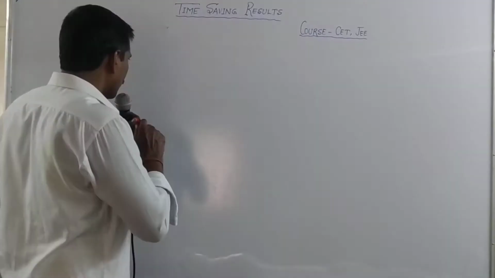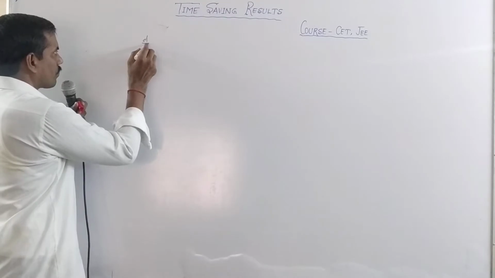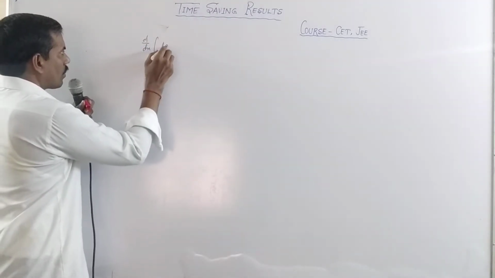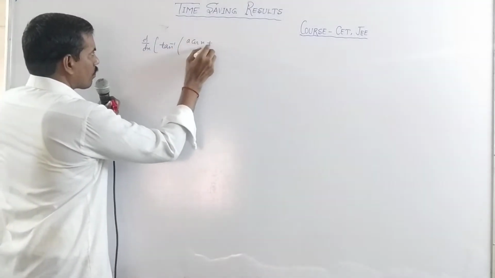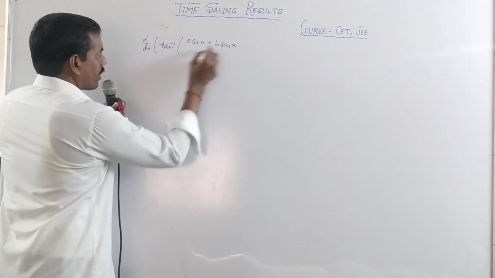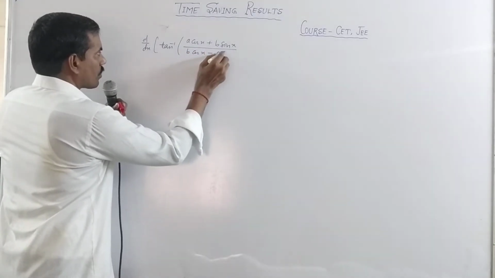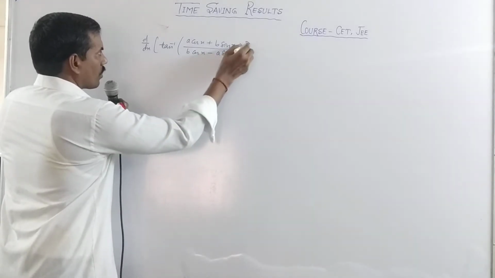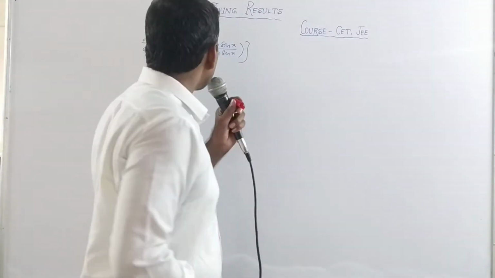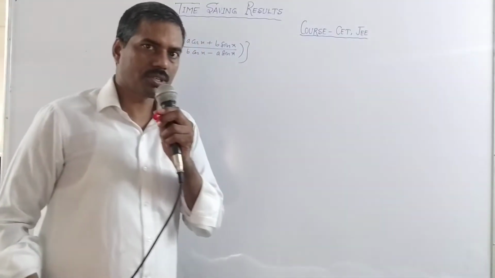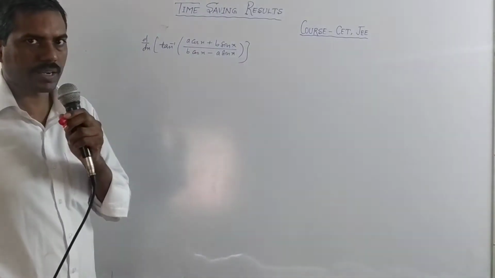Our next time-saving result is written as d by dx of tan inverse of (a cos x plus b sin x) whole divided by (b cos x minus a sin x). We have to differentiate tan inverse of (a cos x plus b sin x) whole divided by (b cos x minus a sin x).